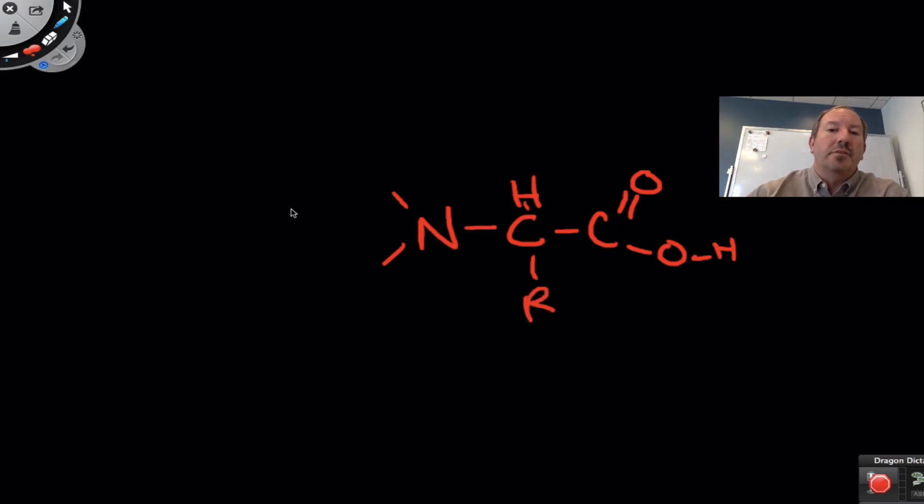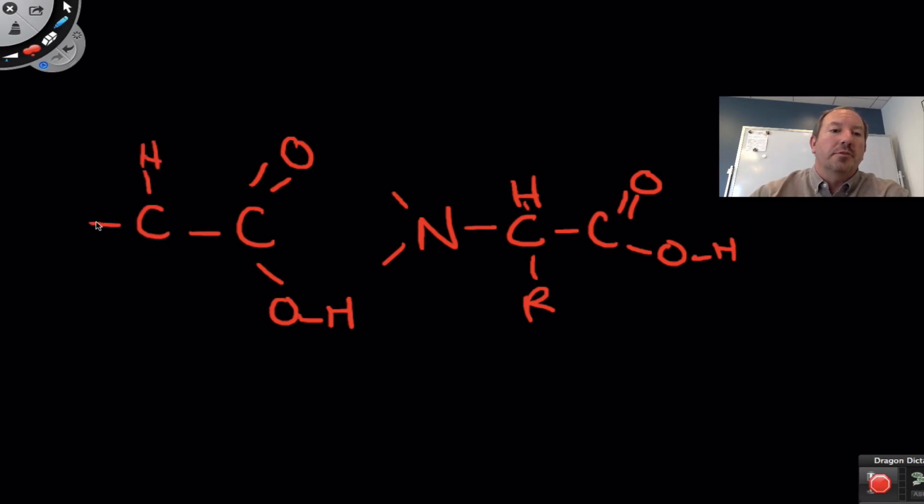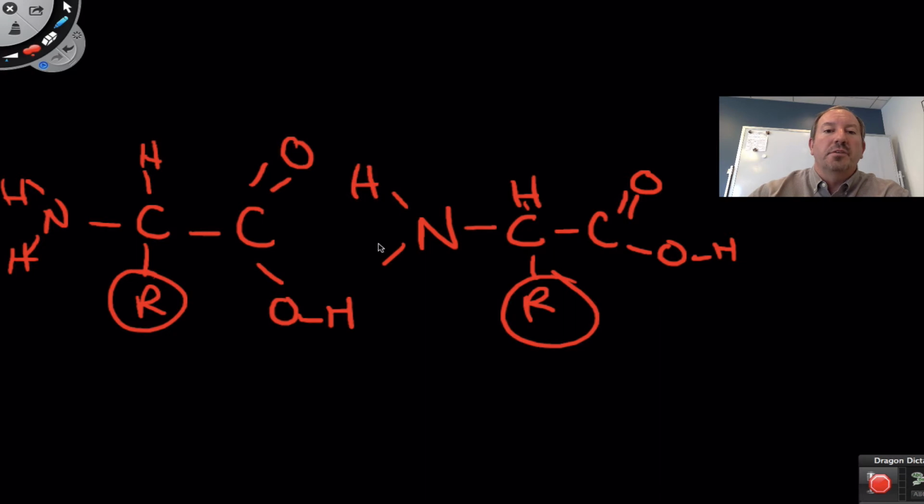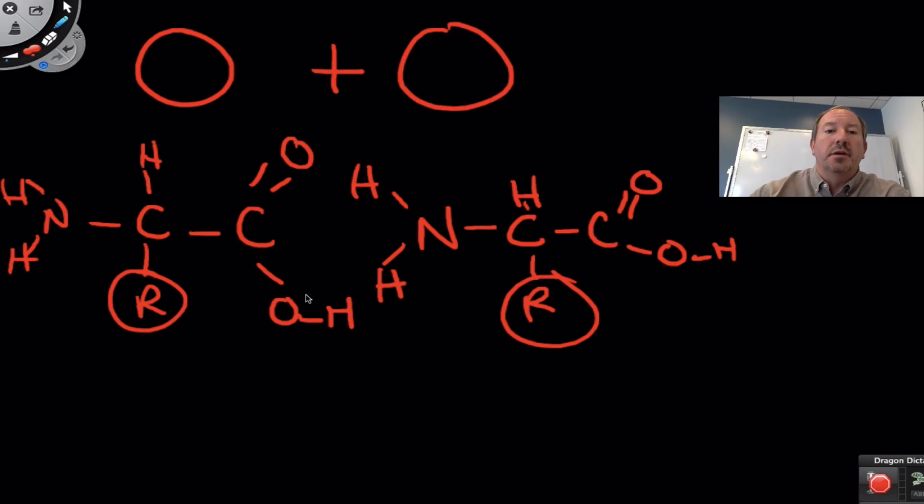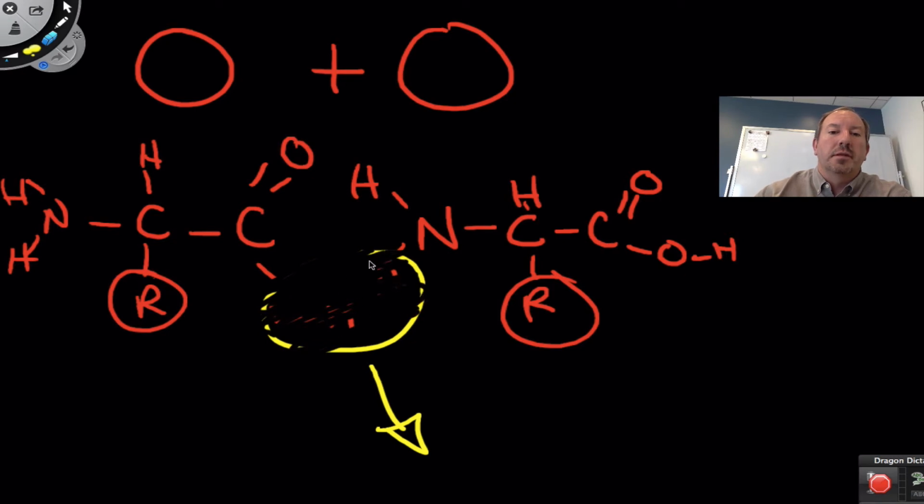If I had one amino acid and it was going to link to the carboxylic acid of the second one, like this, here's my alpha carbon, here's my amino over here. Here's the R group coming off, here's the R group coming off. What's interesting is when you attach one amino acid to another, how that happens is that you liberate, I'll use a separate color, yellow, it'll liberate water. So water is removed, H2O.